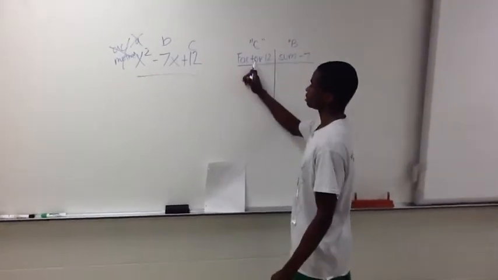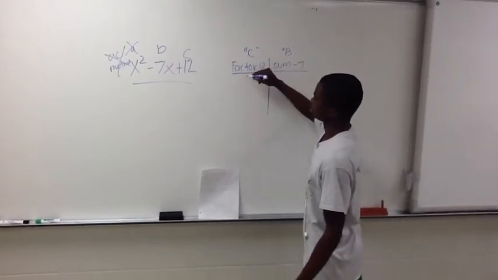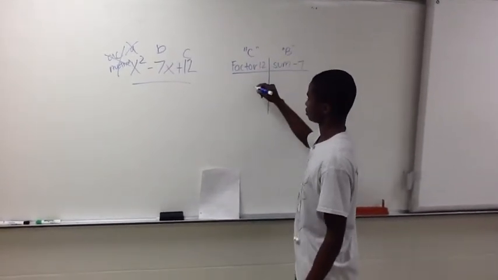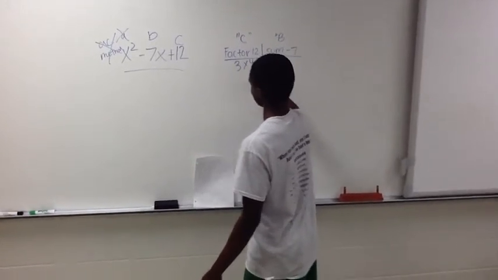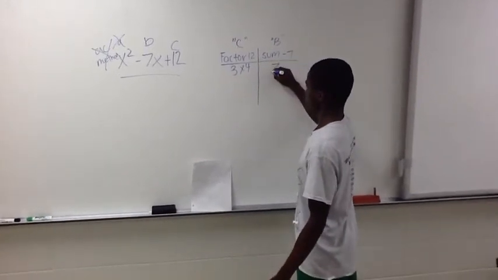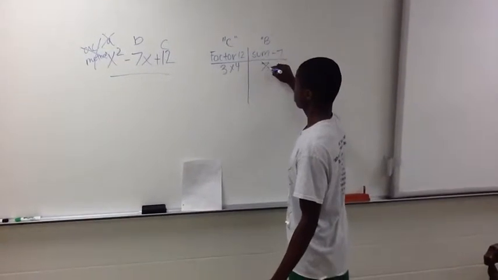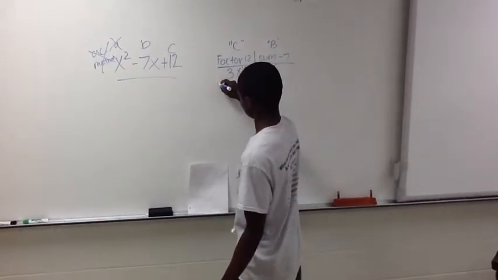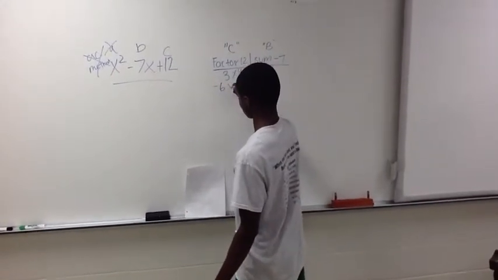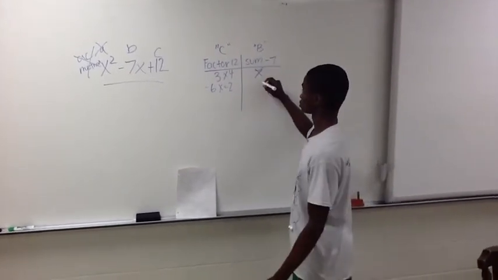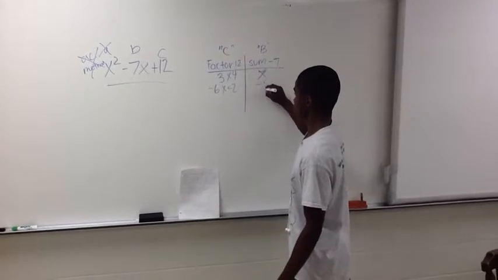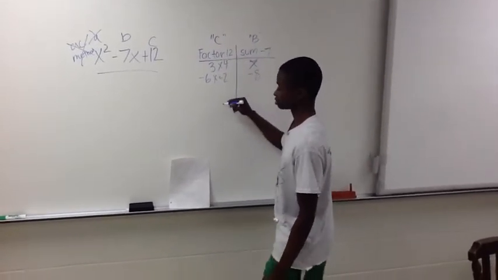So, find the factors of C that equal -7. 3 times 4 equals 12, but does it equal -7? No. That's wrong. -6 times -2 equals 12, but it does not equal -7. So it is also wrong.